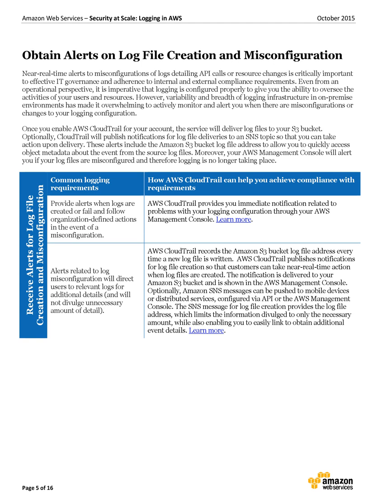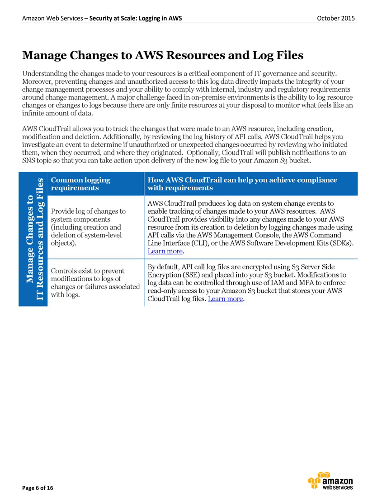These alerts include the Amazon S3 bucket log file address to allow you to quickly access object metadata about the event from the source log files. Moreover, your AWS Management Console will alert you if your log files are misconfigured and therefore logging is no longer taking place.